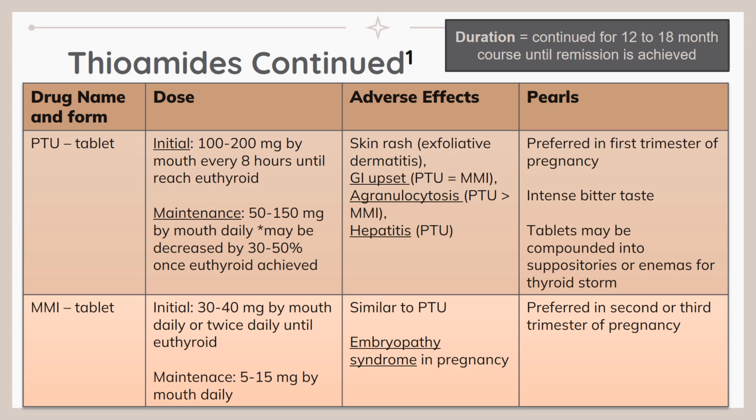Regarding PTU pearls, it is more preferred, as mentioned, in the first trimester of pregnancy. It does have a really intense bitter taste, especially when patients chew on it. So that is something that we would like to highlight whenever we're counseling a patient. Additionally, tablets may be compounded into suppositories or enemas for needed thyroid storm treatment. Regarding MMI, it is preferred in the second or third trimester of pregnancy. Overall, with this class, we would like to continue therapy for at least 12 to 18 months or until we have remission achieved regarding the thyroid hormones.